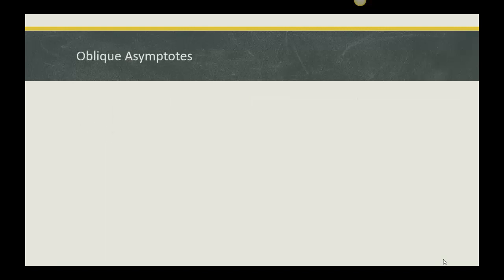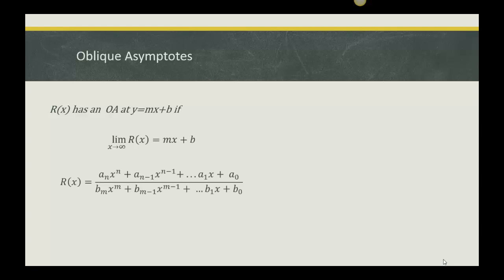So a third type of asymptote that may be new to a lot of you is called an oblique asymptote. Okay, so again, let's walk through what that means. R of x has an oblique asymptote at y equals mx plus b, so not just b, but mx plus b, if the limit as x goes to infinity, and again, this is plus or minus, of R of x is mx plus b. Remember, we have this equation. This is what our rational function looks like.